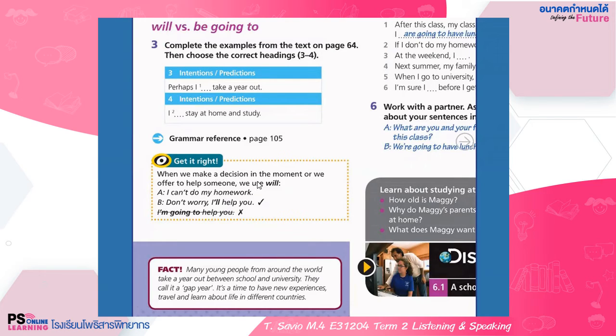When we make a decision in the moment or we offer to help someone, we use will. Let's look at the conversation. I can't do my homework. Don't worry, I'll help you. We don't use I'm going to help you because this is a decision that is taken at the moment, so we use will. And this is the contraction of I will. I'll help you. So, I can't do my homework. Don't worry, I'll help you.